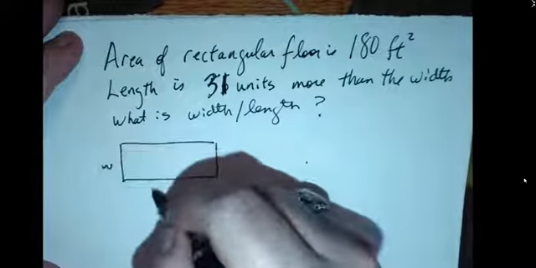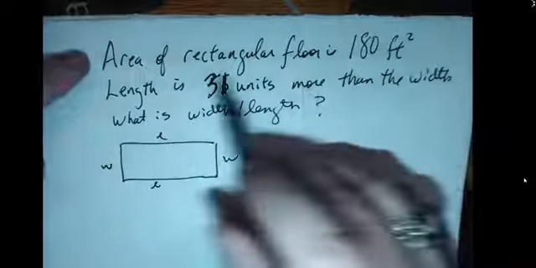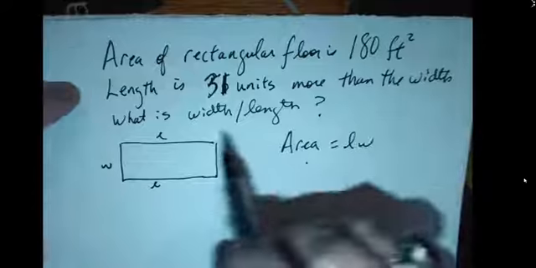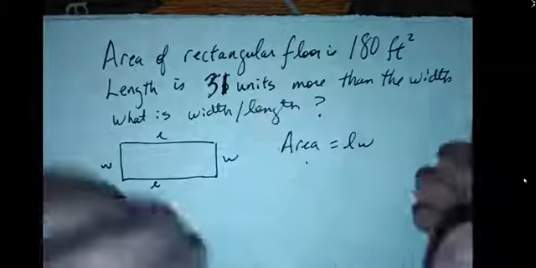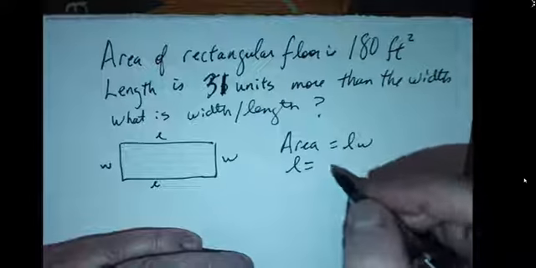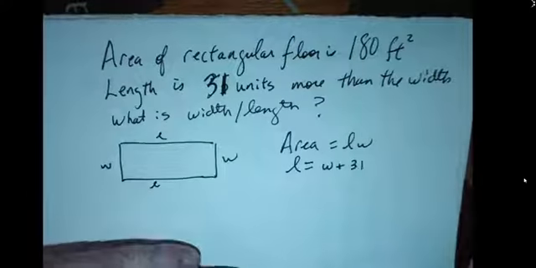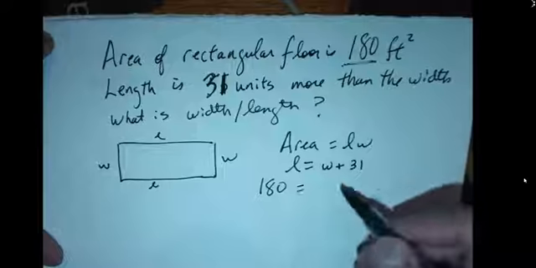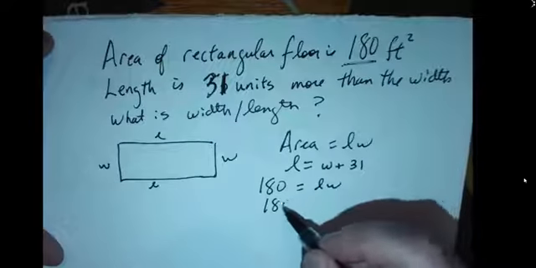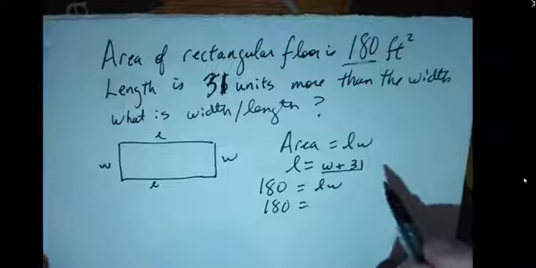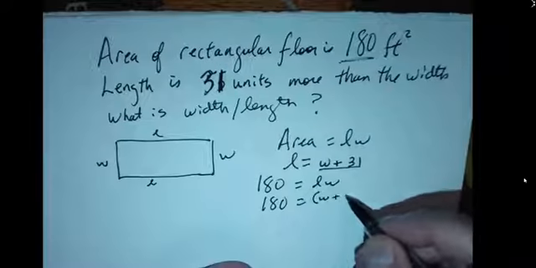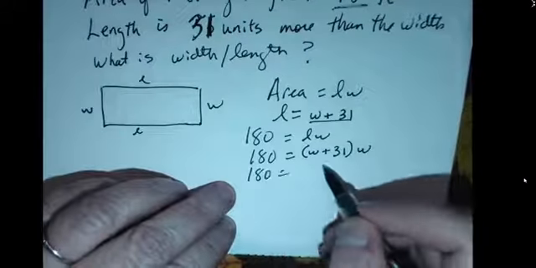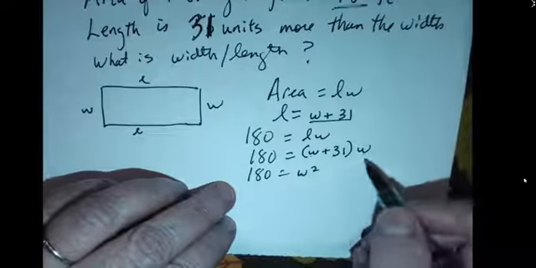So in that case, area of a rectangle is length times width. Now we're told that the length is 31 units more than the width. So the length is going to be the width plus 31. Okay, so we can now put in 180 is equal to LW, but 180 is now, instead of L, I have W plus 31. And so I'm going to get W squared plus 31W.